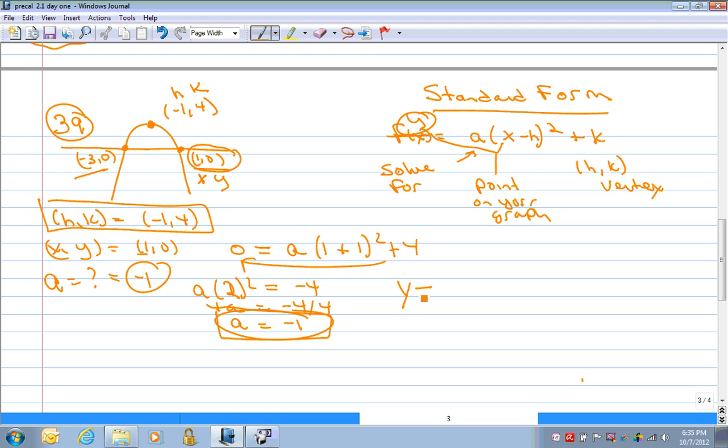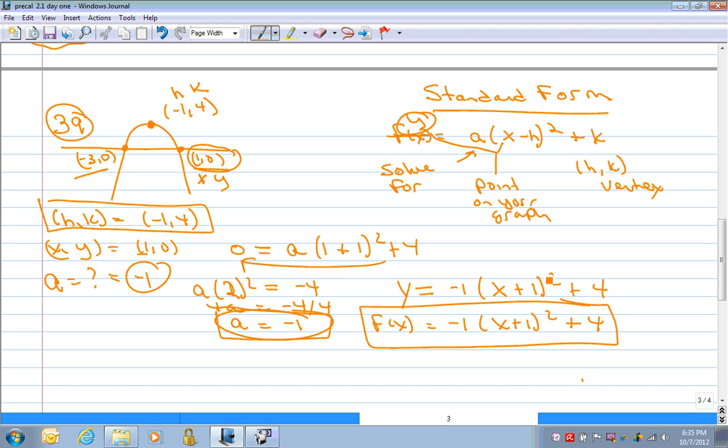So we're going to say y equals a, which is -1, parentheses, x, minus h, which we know is plus 1 because it's minus a negative, squared, plus k, which is 4. And really we could go back and write this in function notation. F of x equals -1, x plus 1 squared plus 4. And there would be our equation.